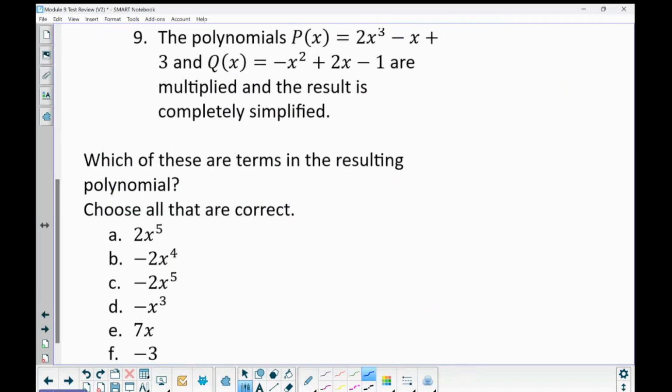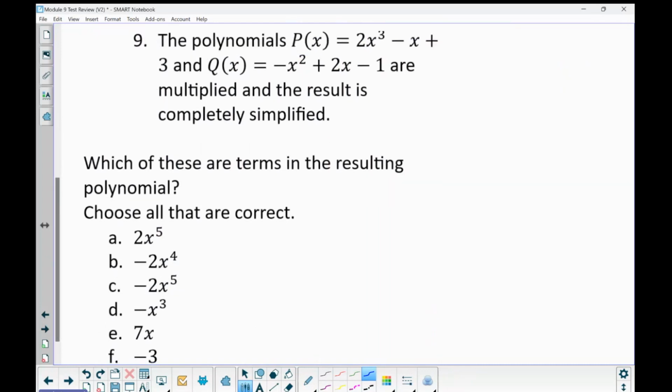Number 9, the polynomials p of x equals 2x cubed minus x plus 3, and q of x equals negative x squared plus 2x minus 1 are multiplied, and the result is completely simplified. Which of these are terms in the resulting polynomial? Choose all that are correct. So, keyword here, they are multiplying. So I'm going to rewrite these so that I can have them in a way that they are multiplying with each other, and I can do my rainbow or box method.